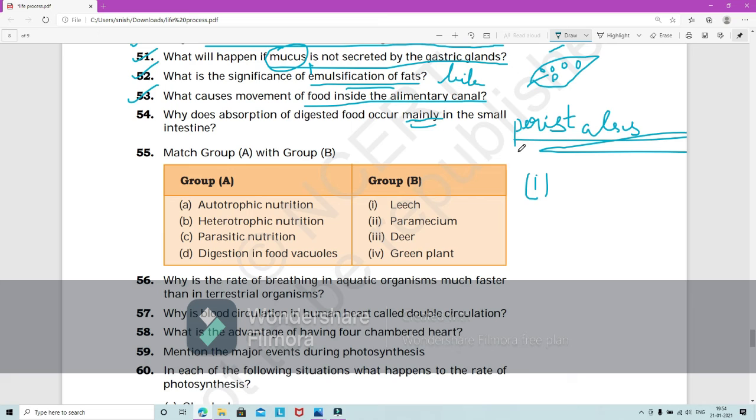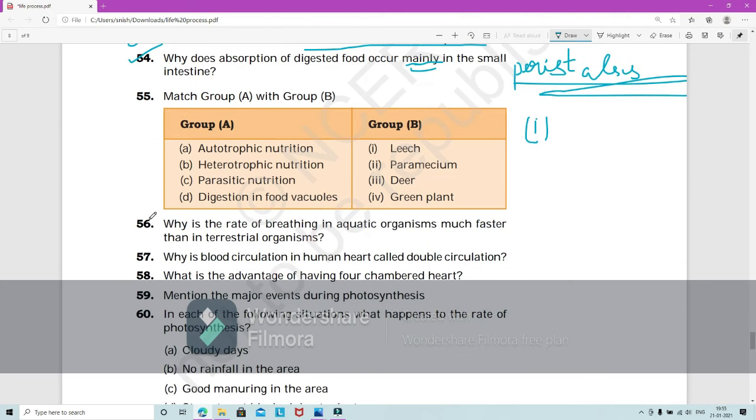Along with that, you can explain the function of villi. Villi are finger-like projections which are present in the inner walls of small intestine. They have large surface area and are richly supplied with blood vessels. So these are all the reasons why the absorption is mainly occurring in the small intestine and at a larger pace. You can explain about the villi and the microvilli.